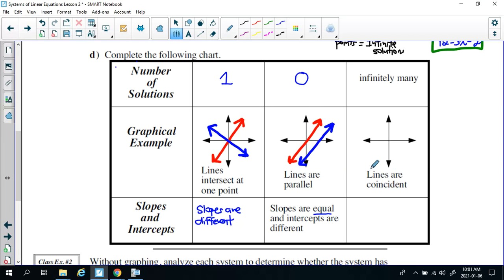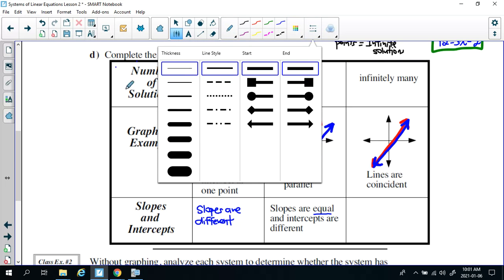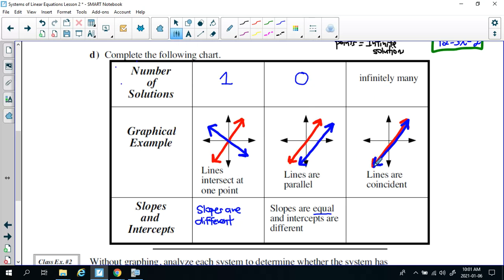Now it says, graphical example where you have lines that are coincident. Coincident means that they just overlap one another. So we could have a red line that does this, and we could have a blue line that just goes directly over top of it. And then, okay, how many solutions do we have if they're overlapping? Well, the lines touch at every possible point. So you'd actually have an infinite number of solutions.